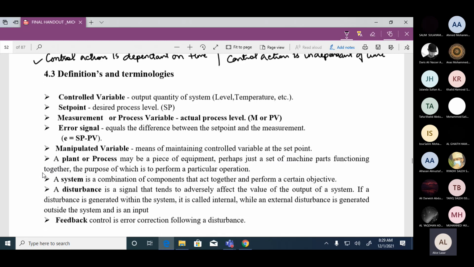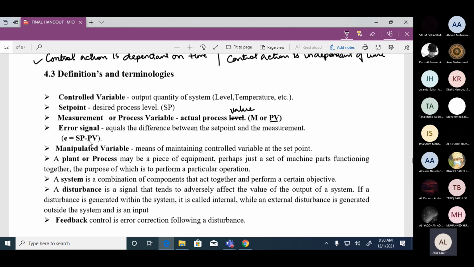And here is whatever I explained to you written in words, definitions and terminologies. What is the meaning of controlled variable? It is the output quantity of the system. Like I told you, it can be level, temperature, etc. What is set point? It is a desired process level. What is the process variable? It is the actual process value, and it is indicated by PV.